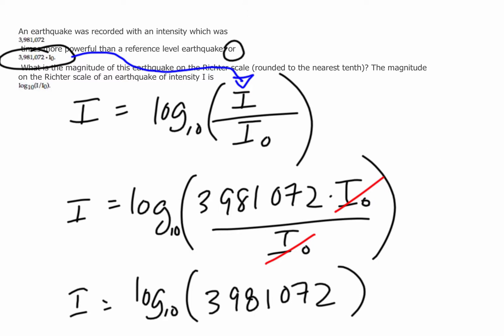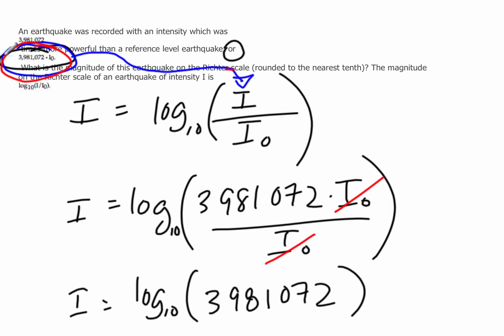Okay, here's a good question about an earthquake and some logarithms. They tell you that an earthquake was recorded with an intensity which was this much times more powerful than a reference earthquake, or this amount right there. And that's the key number that we want. So they say, what's the magnitude of this earthquake on the Richter scale using this formula?